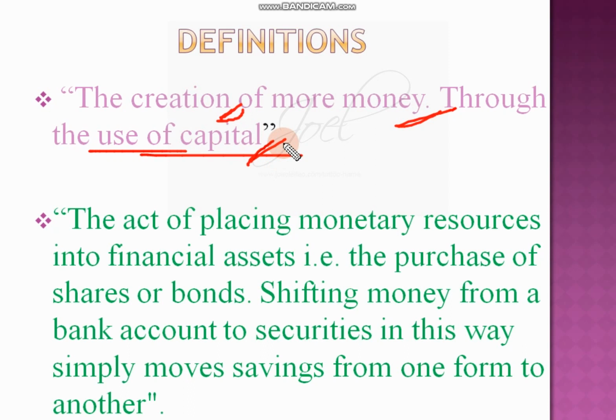Now from this, what we can understand is that capital is an amount which is kept as a fixed amount. That is what we can call capital. Out of this particular capital, you will create more money. So that is the definition of investment management.